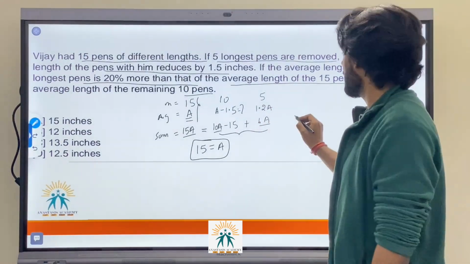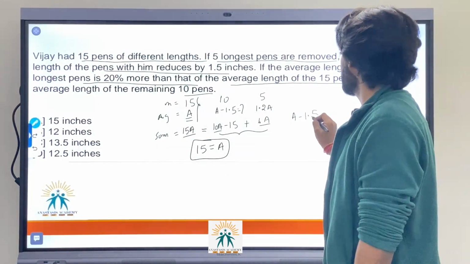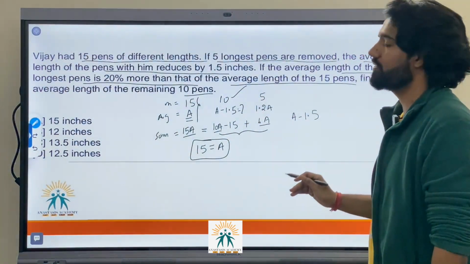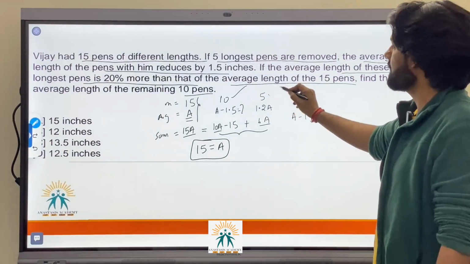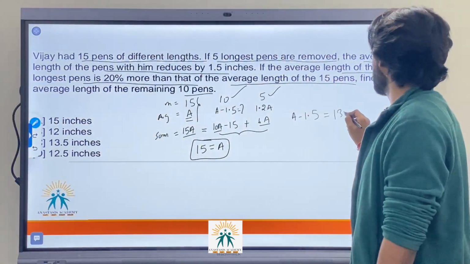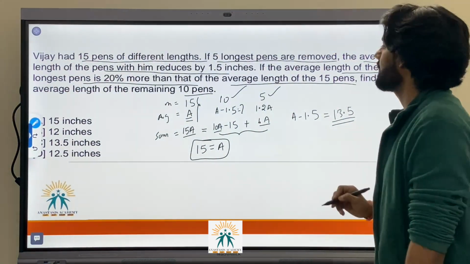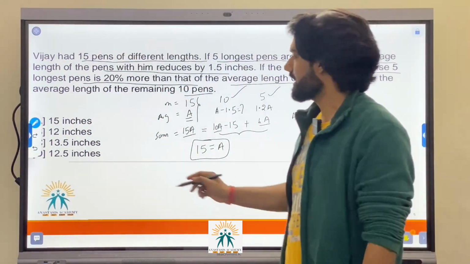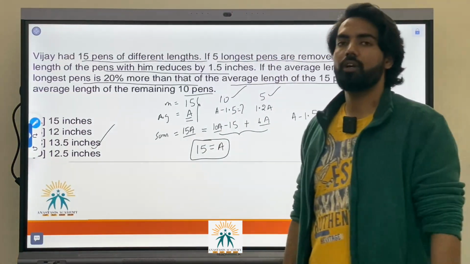Now what I have to find is A minus 1.5, the average length of the remaining 10 pens when 5 longest pens were removed. So it becomes 15 minus 1.5, that is 13.5 inches. So the correct answer is C option, 13.5 inches.